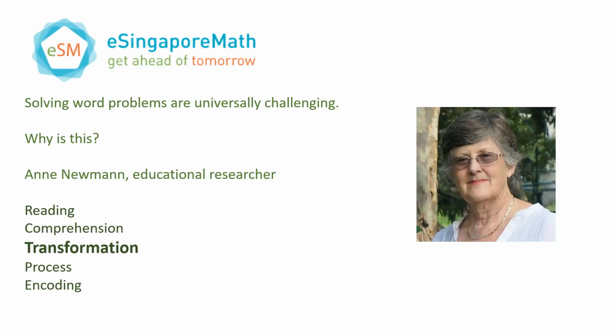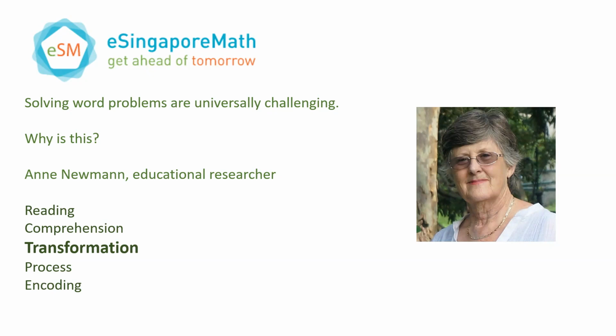The first one is reading. Can the student read the problem successfully? The next one is comprehension, and that involves both reading comprehension and comprehension of the problem. The third one she called transformation. Transformation is when the student goes from the problem into the mathematics, when the problem is translated, if you will, from spoken language to mathematical language.